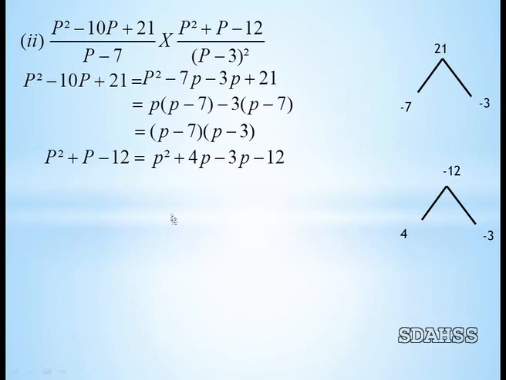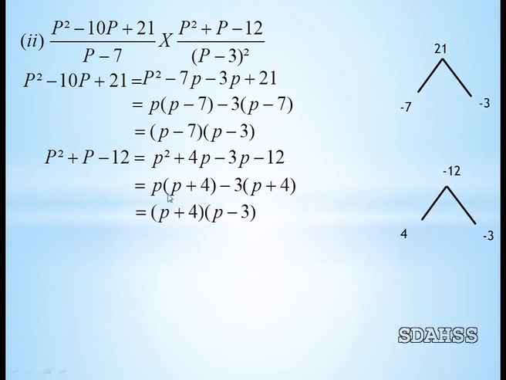Now keep the first term p square as it is. The second term p can be written as 4p minus 3p. Keep the third term as it is, minus 12. In the first two terms, p square plus 4p, p is common, so take it outside, then you will get p into p plus 4. The last two terms are minus 3p and minus 12. In the last two terms, minus 3 is common, so take it outside, then you will get minus 3 into p plus 4. Now p plus 4 is common, so take it outside, then you will get p plus 4 into p minus 3.